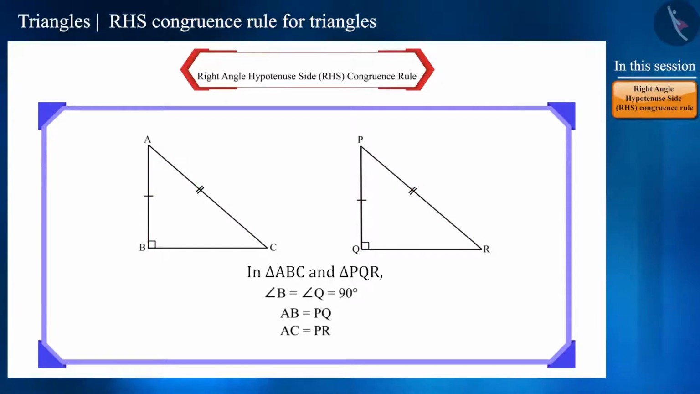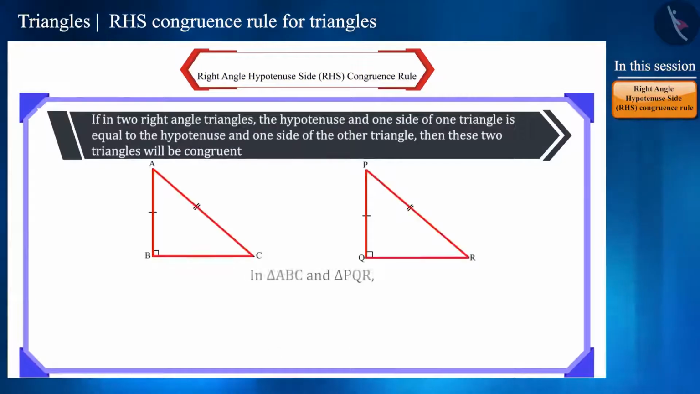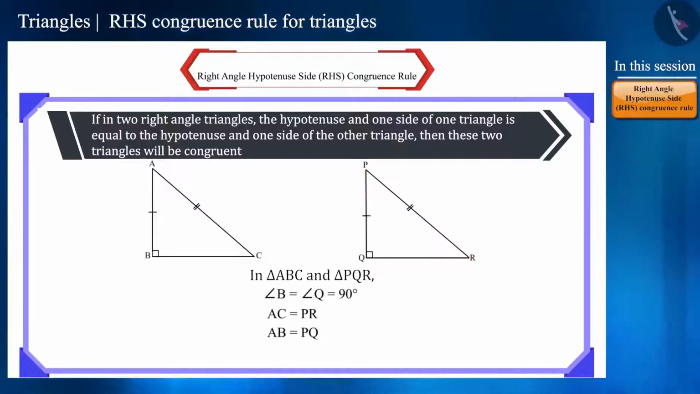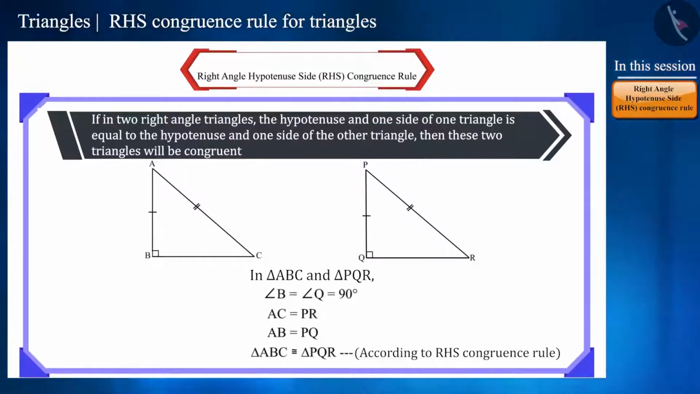Are these two triangles congruent? Yes. These two triangles are congruent. This is a test for the congruence of triangles, and we use this to verify the congruence of right-angled triangles. We call this the RHS congruence rule. If in two right-angled triangles, the hypotenuse and one side of one triangle is equal to the hypotenuse and one side of the other triangle, then these two triangles will be congruent. Therefore, this is called the RHS congruence rule.